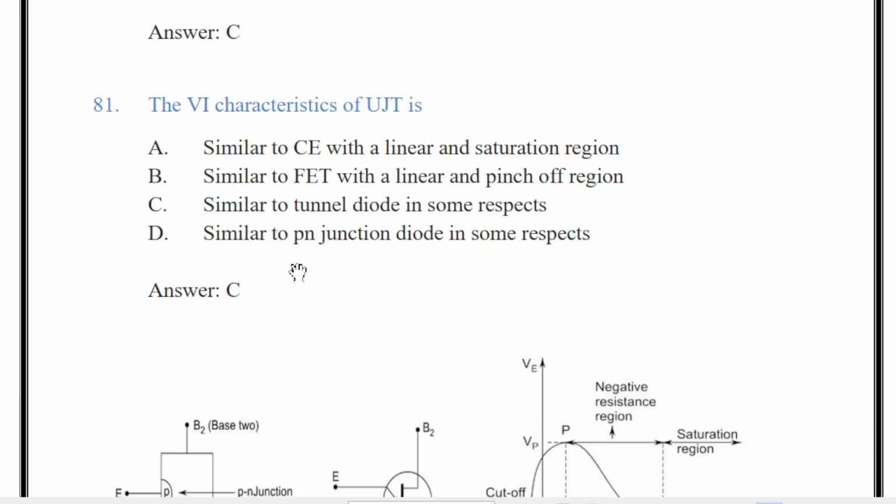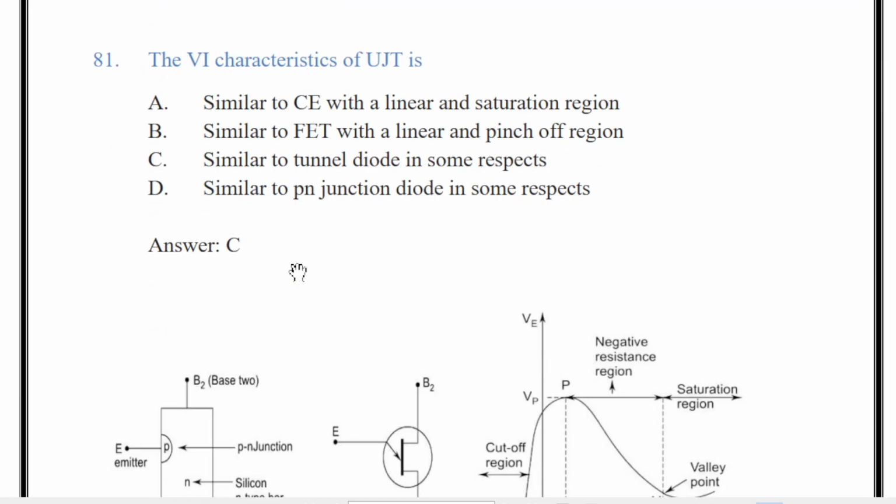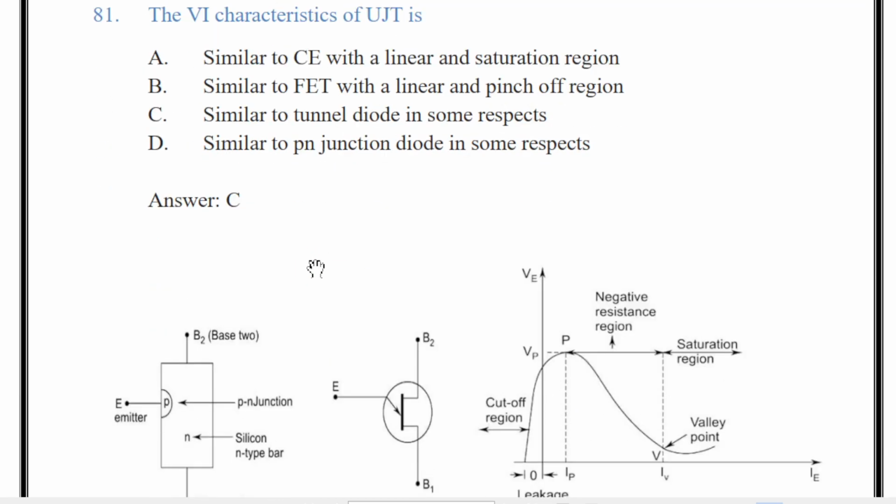Now we come to question number 81. The VI characteristics of UJT is... There are 4 options. The correct answer is C, similar to a tunnel diode in some respects.